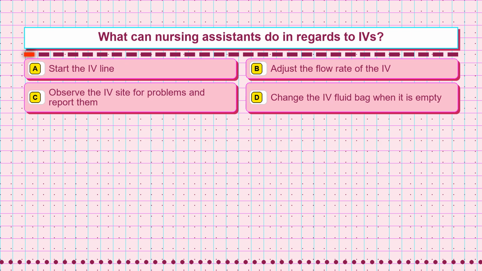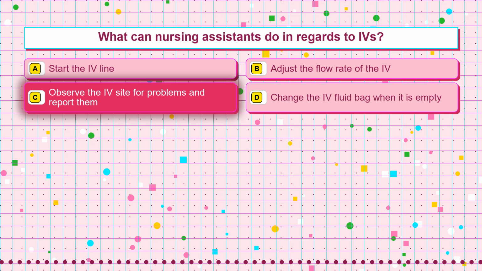Question 2. What can nursing assistants do in regards to IVs? Option A. Start the IV line. Option B. Adjust the flow rate of the IV. Option C. Observe the IV site for problems and report them. Option D. Change the IV fluid bag when it is empty.